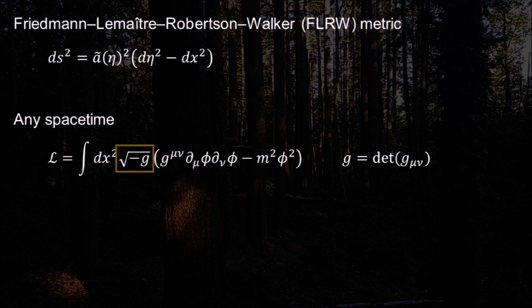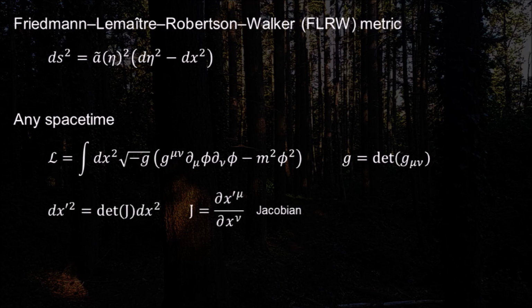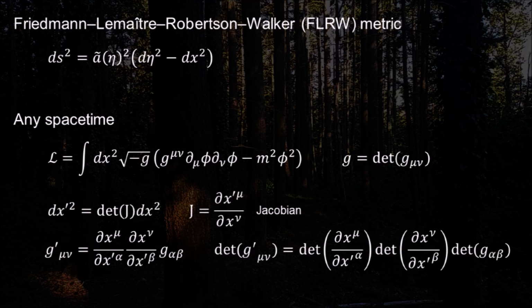This way the terms in the parentheses are invariant under any coordinate transformation. This factor here ensures that the spacetime volume is also invariant. Let's check that it does. The volume transforms like this, where J is the Jacobian. And we know how the metric transforms. The determinant of g prime is the product of determinants of these 3 matrices. This is just a theorem. Notice that these matrices are just the inverse of the Jacobian.